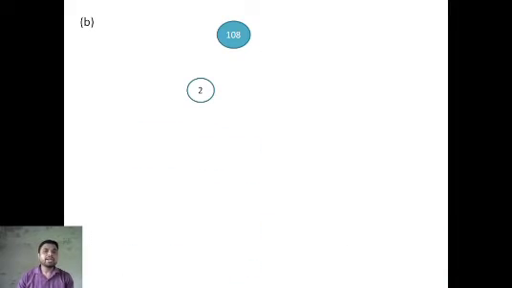Now 108, factor tree and then prime factorization. So here it is given 2. By which number do you multiply 2 and you will get 108? Just do division. 2 and here 108.